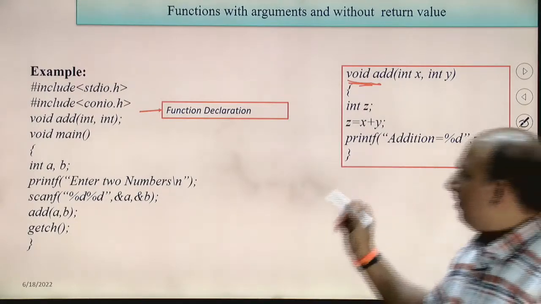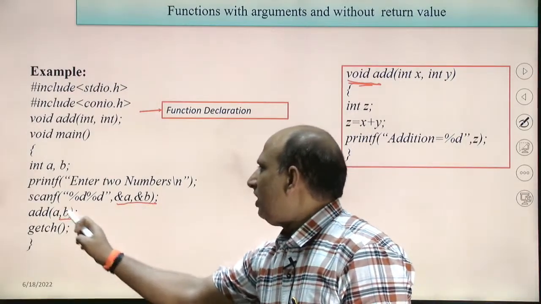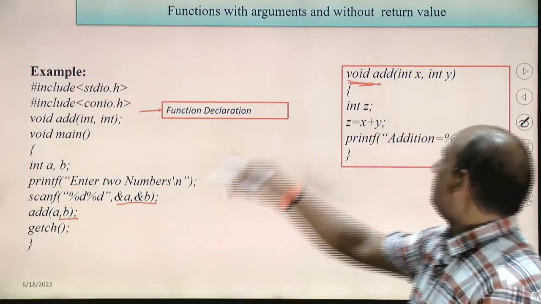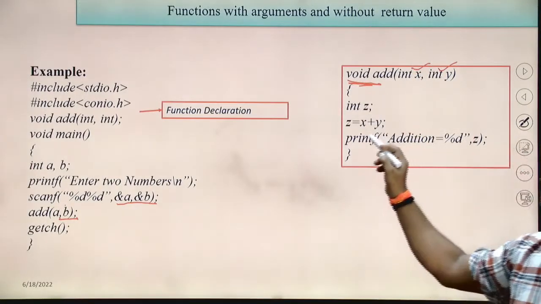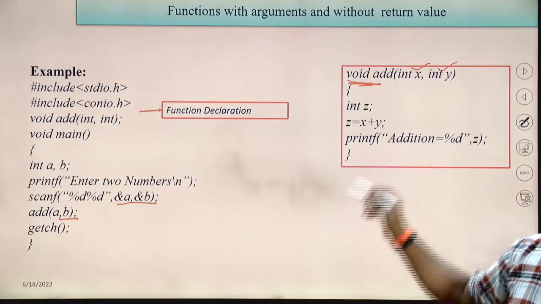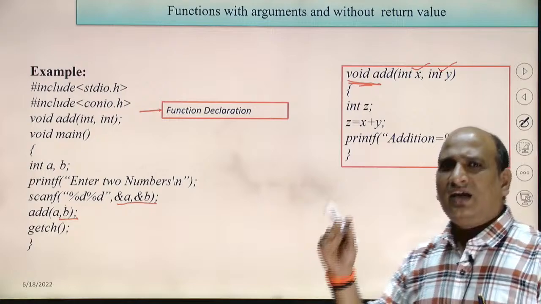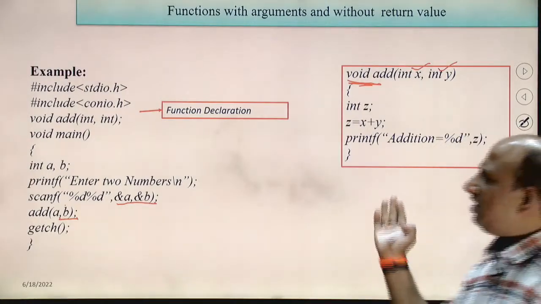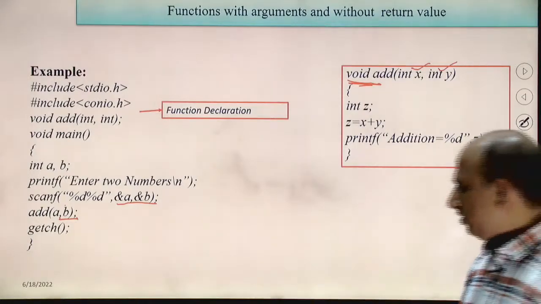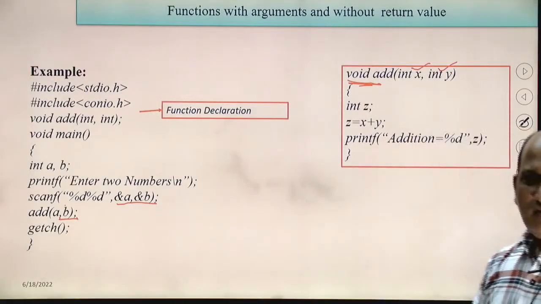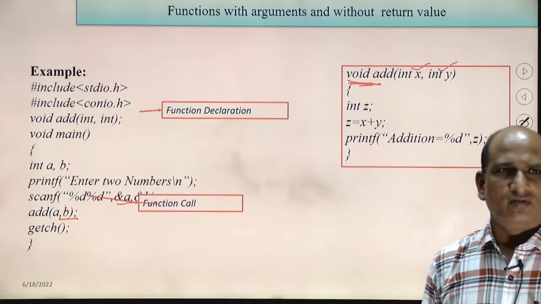It will not return the result. Whenever this add function is called, the actual parameter value is passed over here and copied to the formal parameter. It adds those, and the result is also processed by this function itself, because it is not returning the result. If it returned the result, it would be processed by the function that is calling this function. So this way we can use the function with argument and without return value.